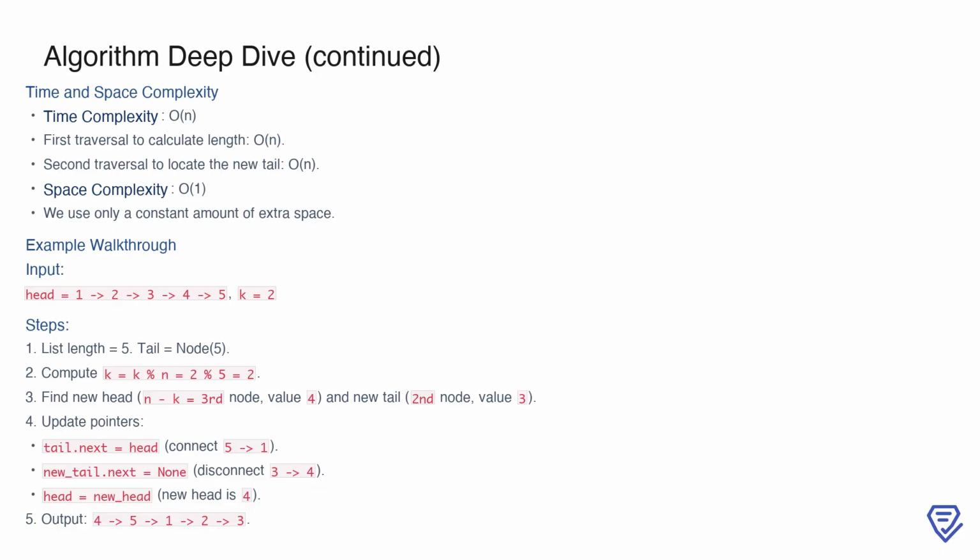We then update the pointers. The old tail's next points to the original head, forming 5-1, and the new tail's next is set to none, disconnecting 3-4. Finally, the head pointer is updated to the new head, resulting in the rotated list 4-5-1-2-3. This demonstrates the efficiency and correctness of the algorithm.